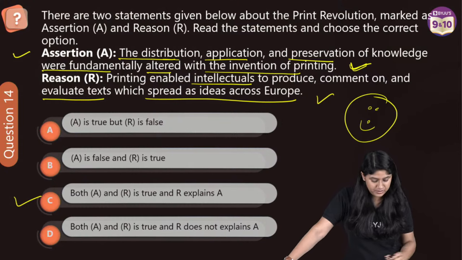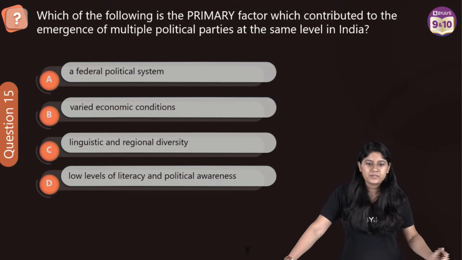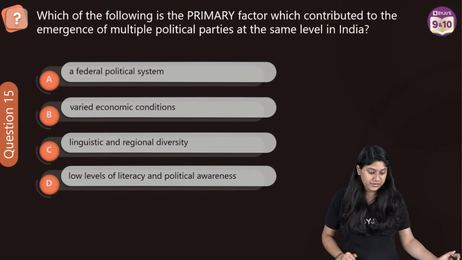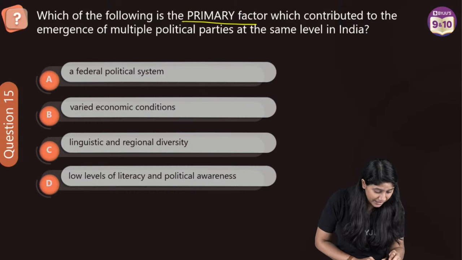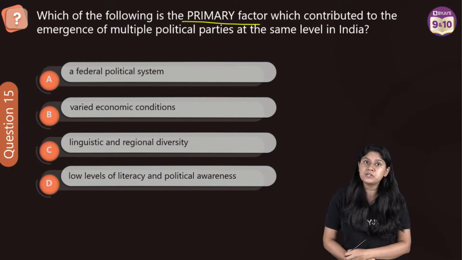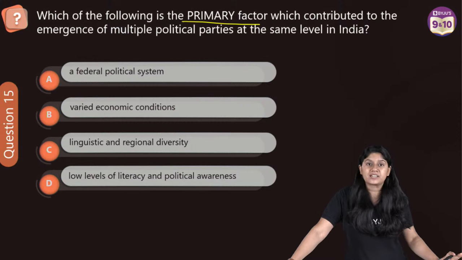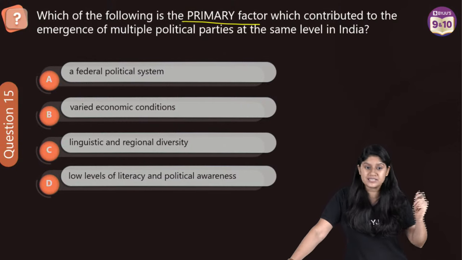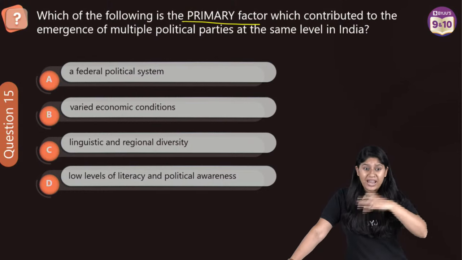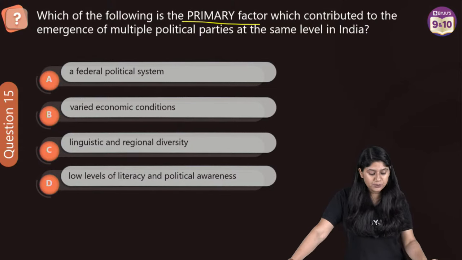Moving to the next question, everyone. And this is on political parties, from political science. Which of the following is a primary factor which contributes to the emergence of multiple political parties at the same level in India? What do you think will be the primary factor? Is it a federal political system? Or the economic condition? Or the language and the regional diversity? Or low level of literacy and political awareness?